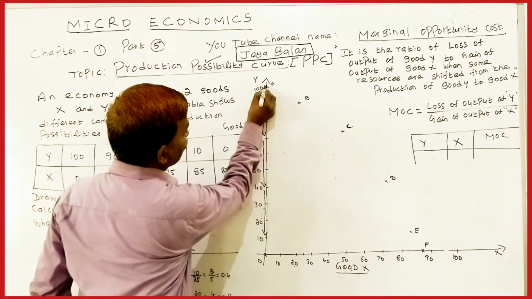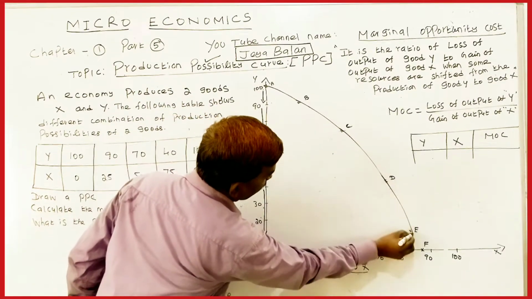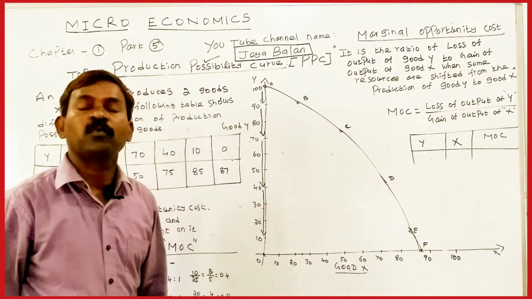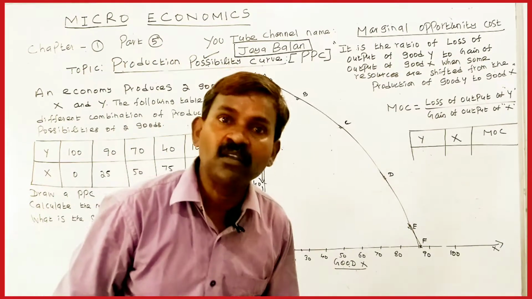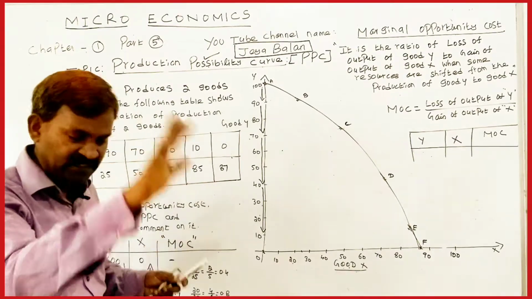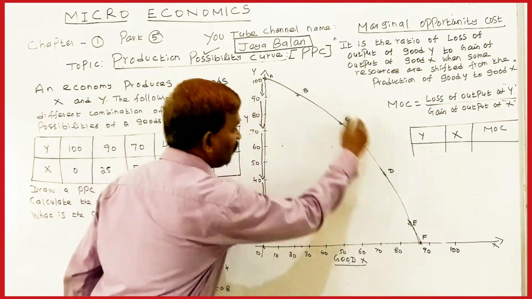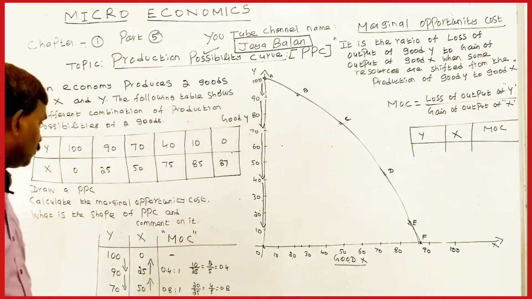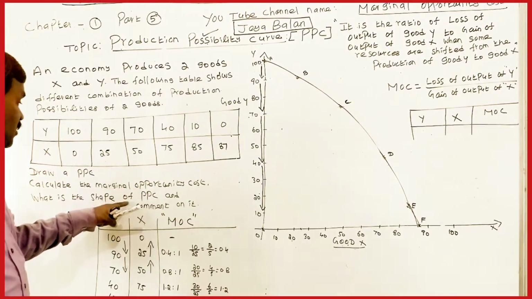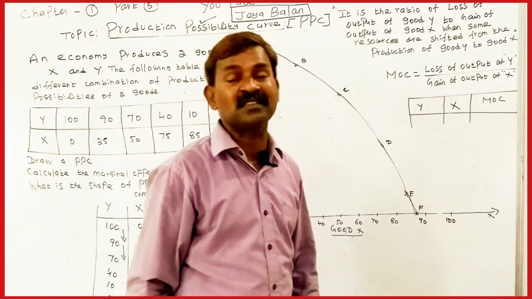Now, I try to connect all the points plotted. This is the shape of the production possibility curve for whatever values are given in the table form of your question. Now, for the given values, we have drawn the production possibility curve. Now, you are asked to calculate the marginal opportunity cost and you are asked to comment on the shape of the PPC. So, these are the two things still left.